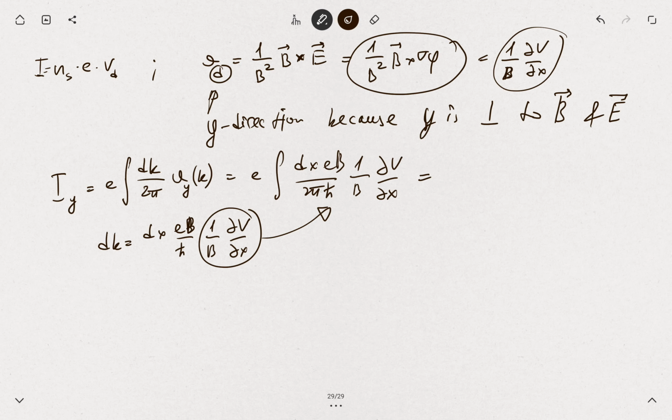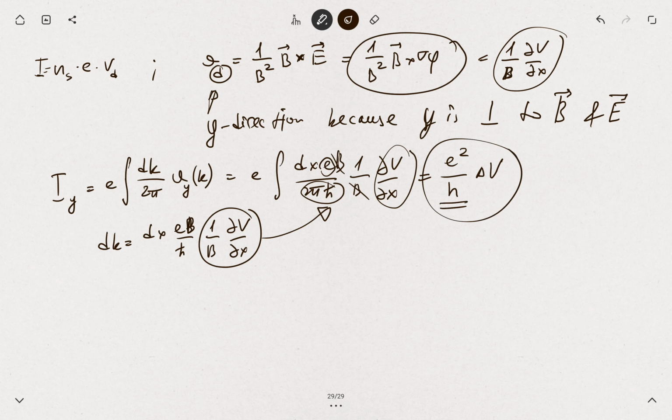Then, this one is h. We have e here, so it's e squared over h. Then the B cancels, and the gradient will be just the voltage difference we have applied, so times the delta V. And we got our quantization, so e squared over h.